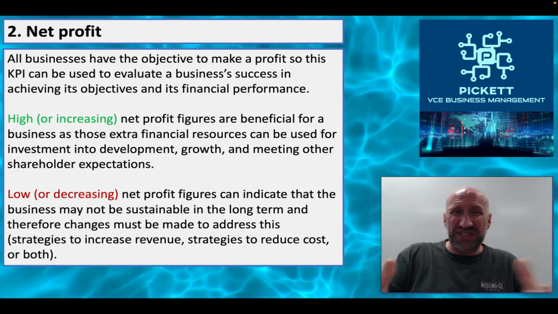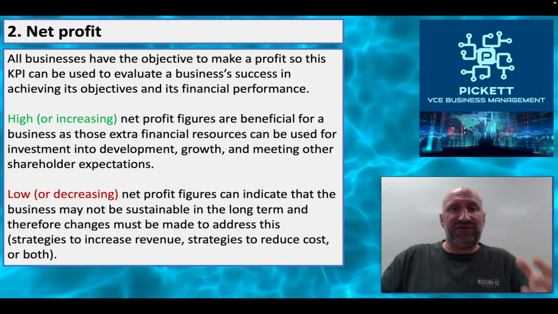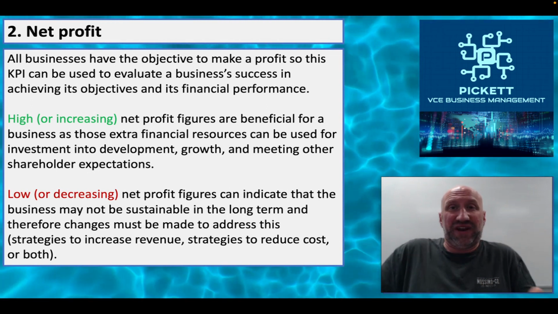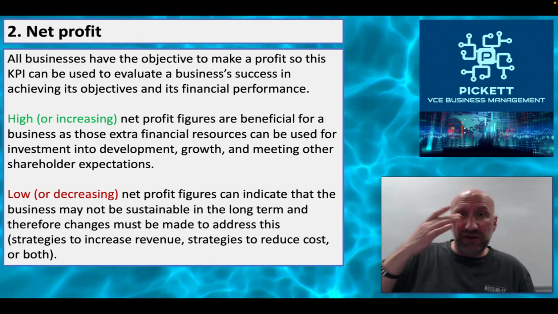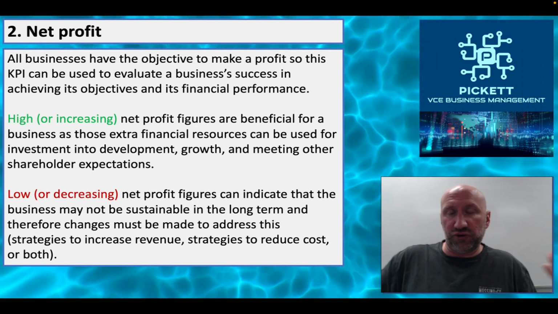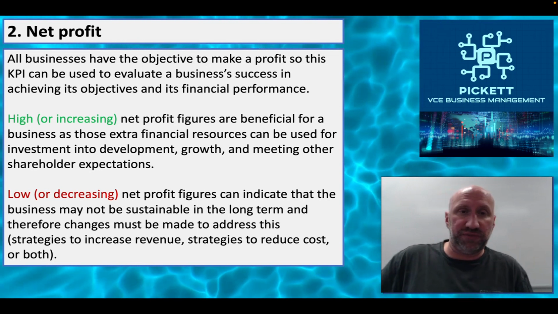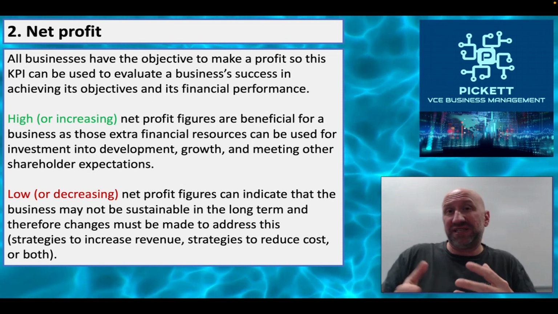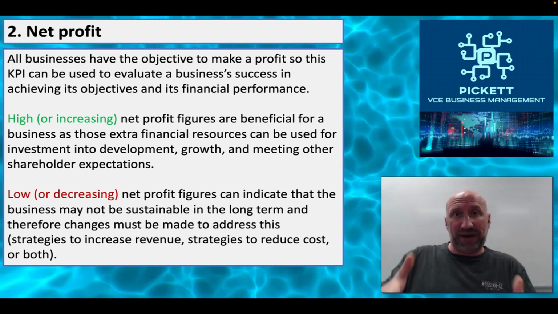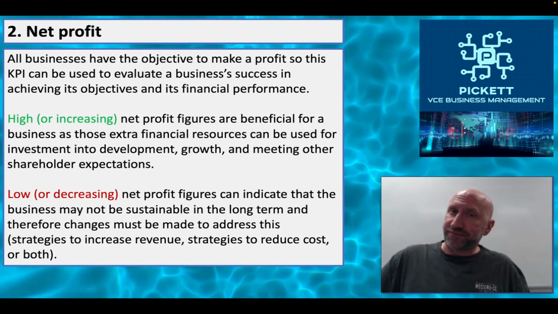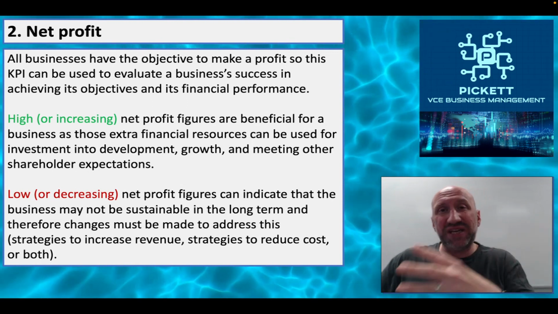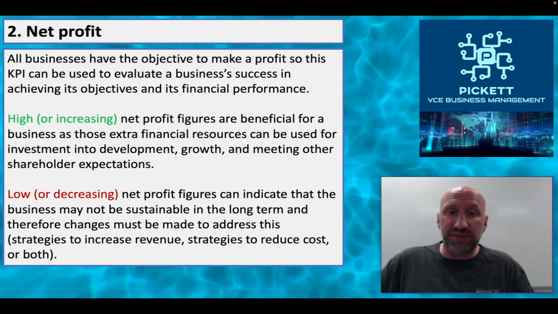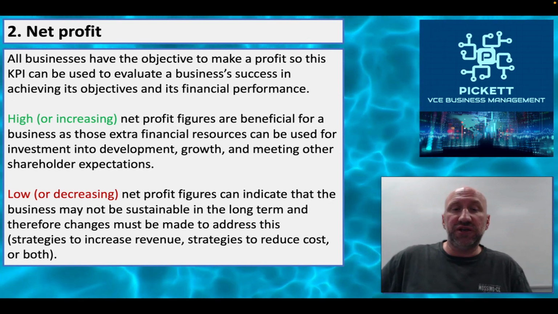So this is a fundamental broad-based KPI to evaluate the business's success in achieving that key fundamental objective and its financial performance, okay? High or increasing profit figures are good for a business because those extra financial resources can be used to invest back into the business, into development, growth, meeting other shareholder expectations. They may just be paid straight out as profit to the shareholders. If you're picking up on it, low or decreasing profit figures can indicate that the business might not be sustainable in the long term, and therefore we need to make changes to address this.